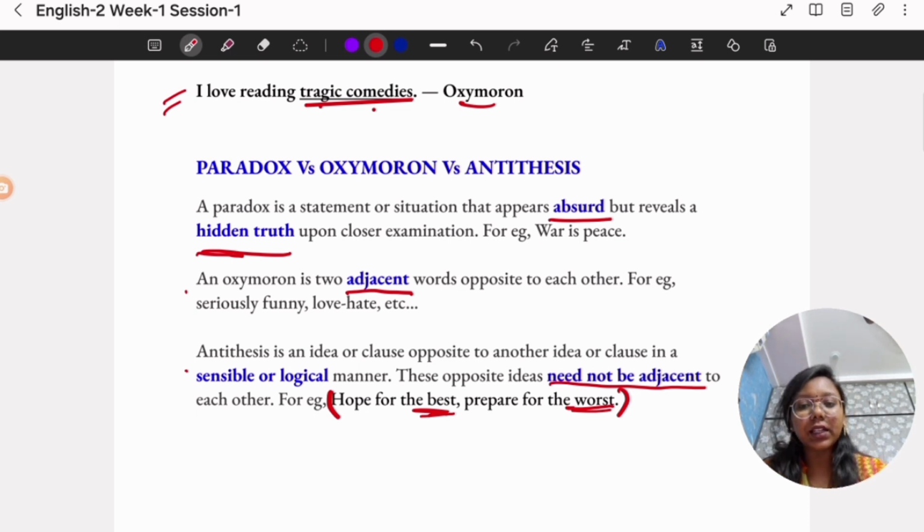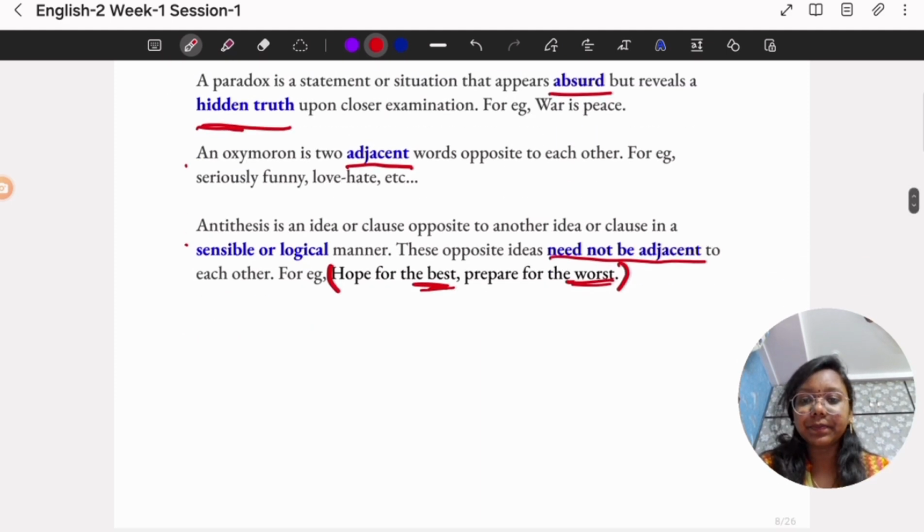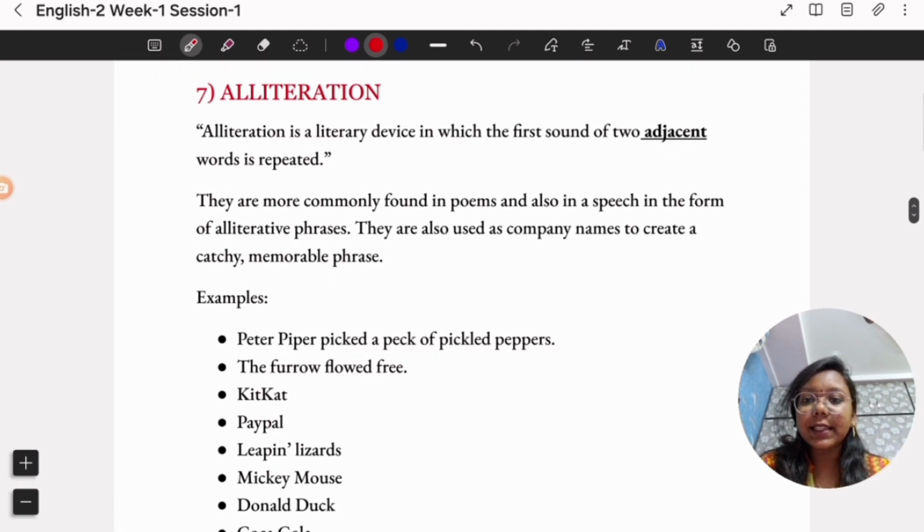And still, if you have any doubts, please let us know in the comment section so that we can resolve them. And the next thing is alliteration. It is a literary device in which the first sound of two adjacent words is repeated.